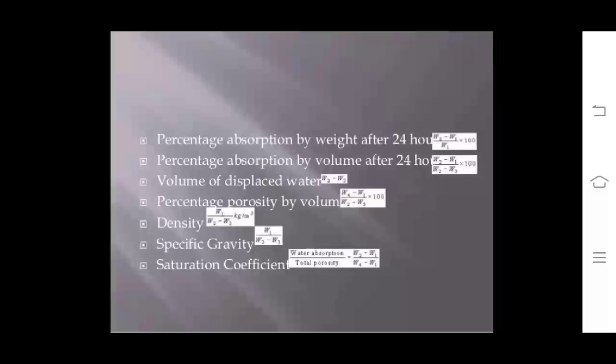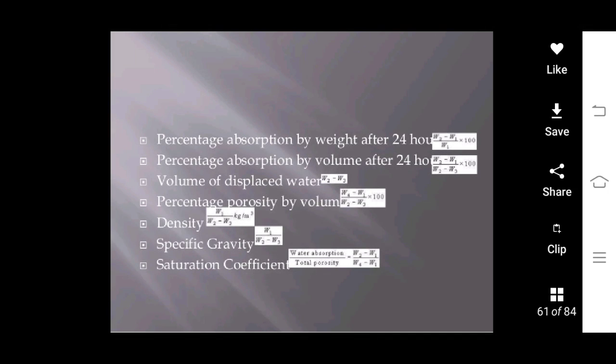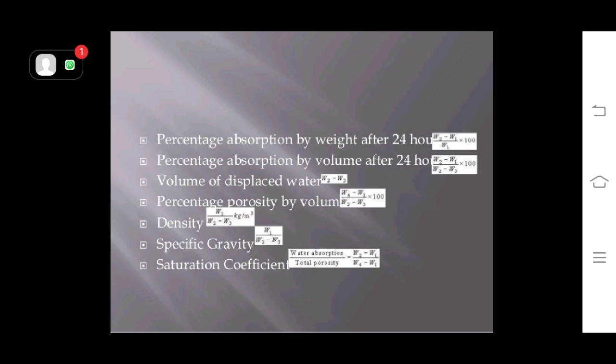Percentage absorption by weight after 24 hours can be calculated by (W2 minus W1) upon W1 into 100. Percentage absorption by volume after 24 hours is equal to (W2 minus W1) upon (W2 minus W3) into 100. Volume of displaced water can be calculated by W2 minus W3. Percentage porosity by volume can be calculated by (W4 minus W1) upon (W2 minus W3) into 100.